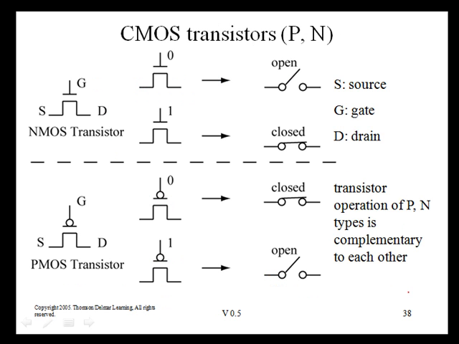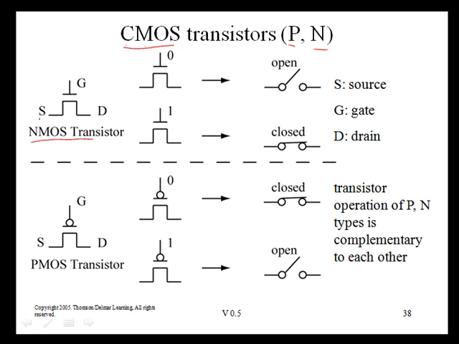Let's talk about creating logic gates. To create a logic gate, we need transistors. And the most common transistor technology today used for creating logic gates is called CMOS, which stands for complementary metal oxide semiconductor transistors. There are two types of these, P and N, and they're complementary operations to each other, which means that they operate in opposite conditions to each other. Let's talk about, first of all, what's called an NMOS transistor.